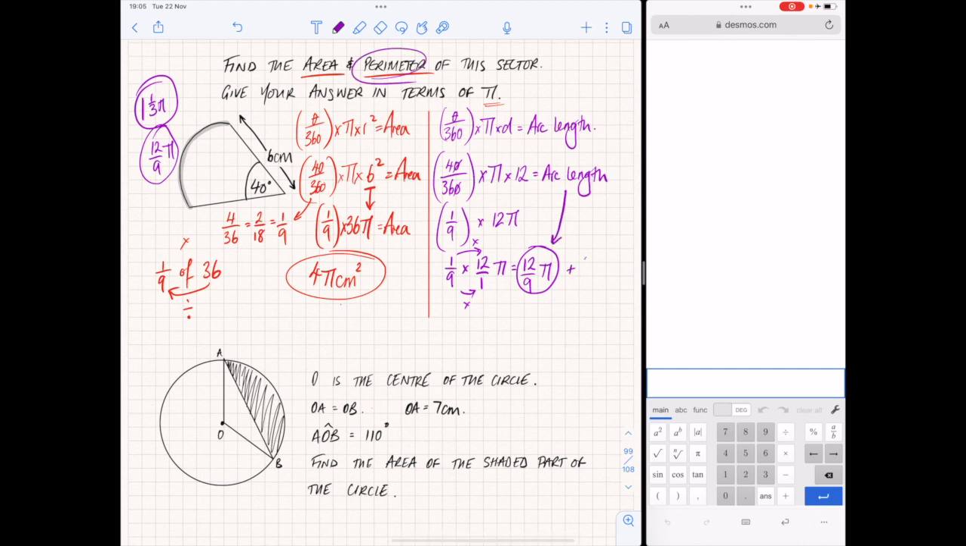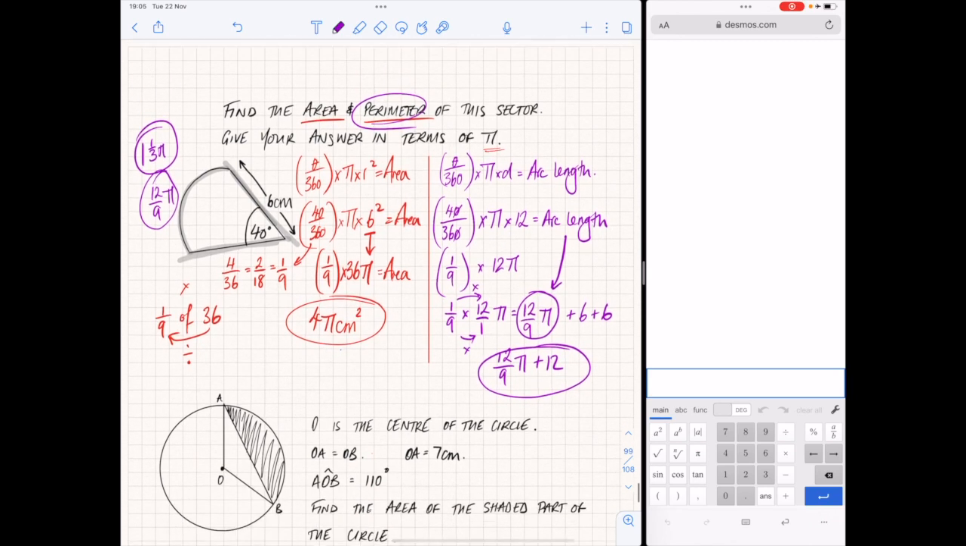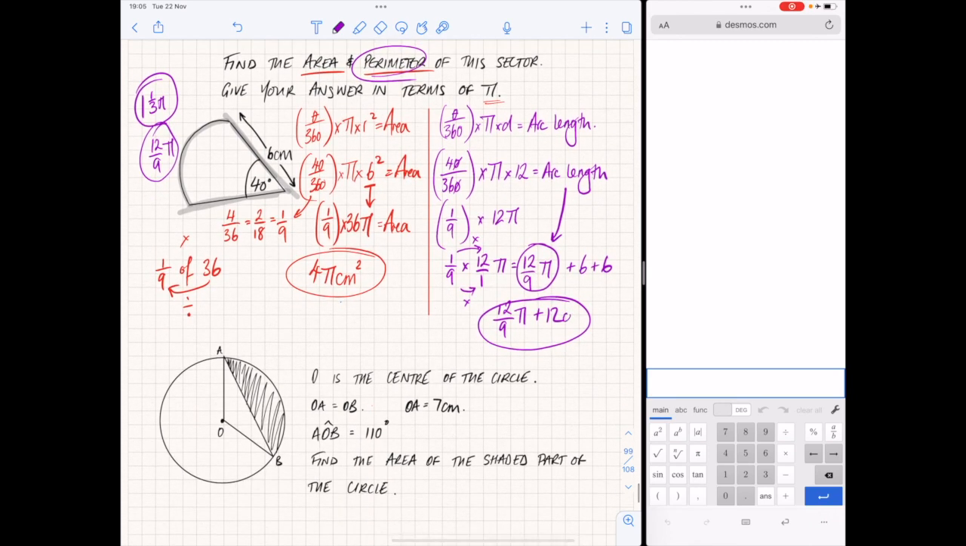So I then need to add on the 6 and add on the 6 because I'm adding this bit and I'm adding this bit. Now, 6 and 6 makes 12. So you're saying it's the arc length, which is 12 over 9 pi plus 12. That would be an acceptable answer. So 12 centimeters. Or you could say it's 1 1/3 of pi plus 12 as well. They are two plausible answers for this question to find the perimeter.